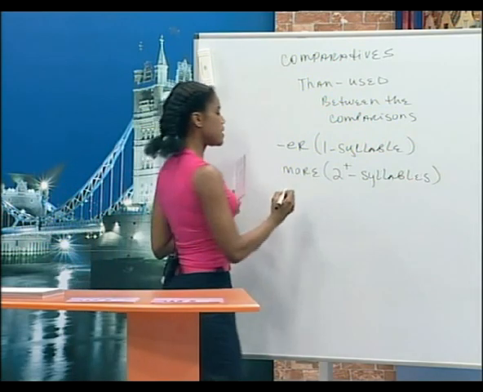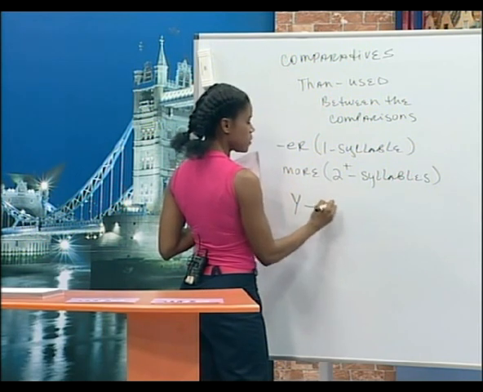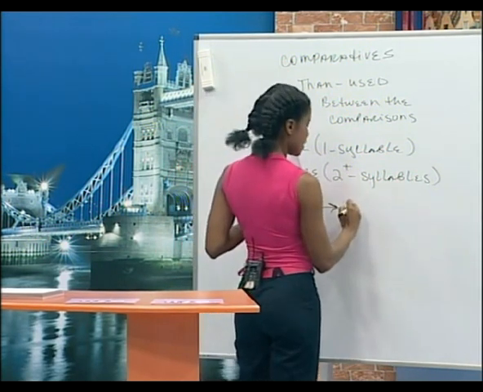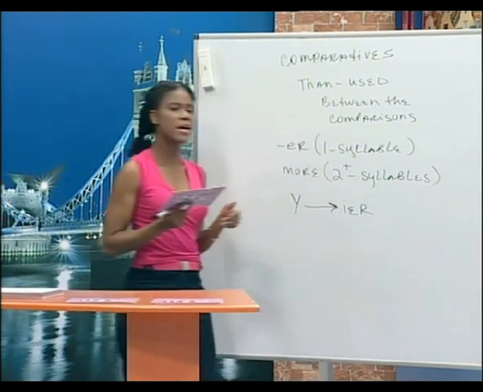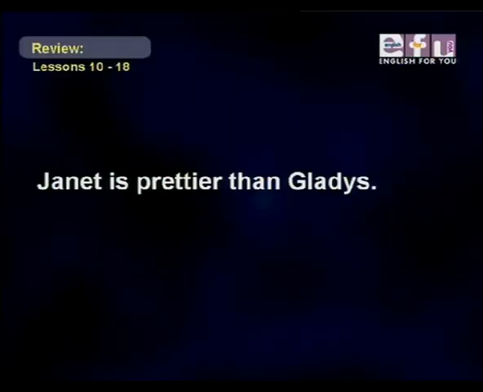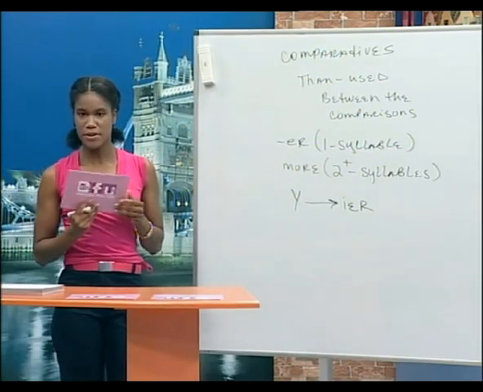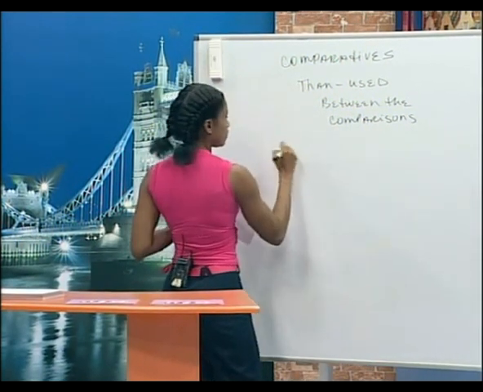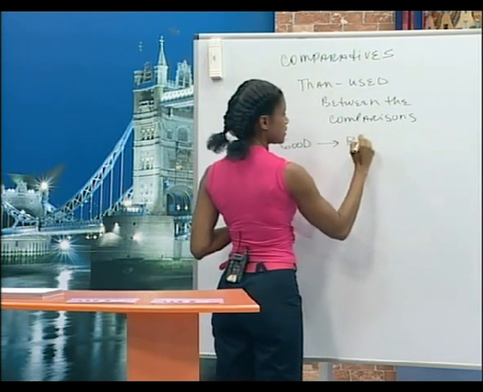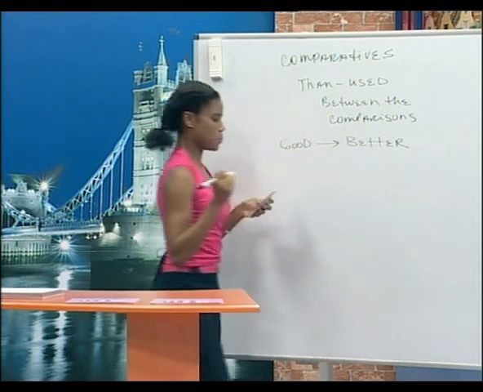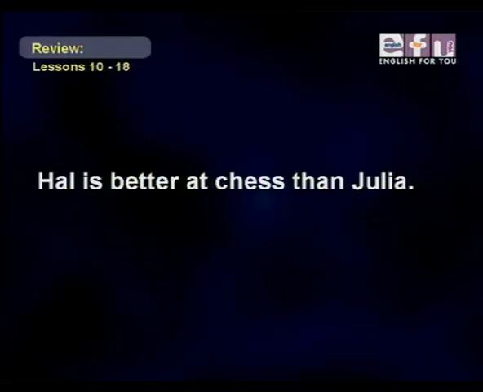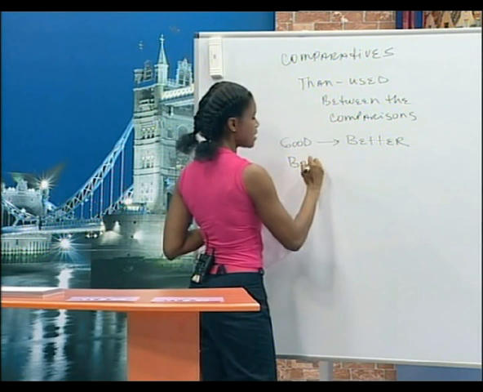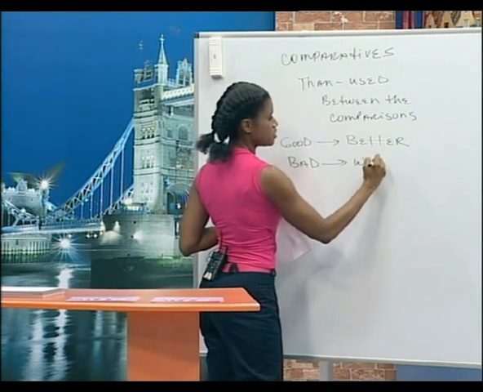Now remember, for adjectives ending in Y, in the comparative form, the Y is changed to an I before we add ER. So it becomes IER. For example, Janet is prettier than Gladys. Now there are some irregular comparative forms. For example, the comparative of good is better. For example, Hal is better at chess than Julia. Okay, another irregular adjective, that in the comparative form is changed to worse.